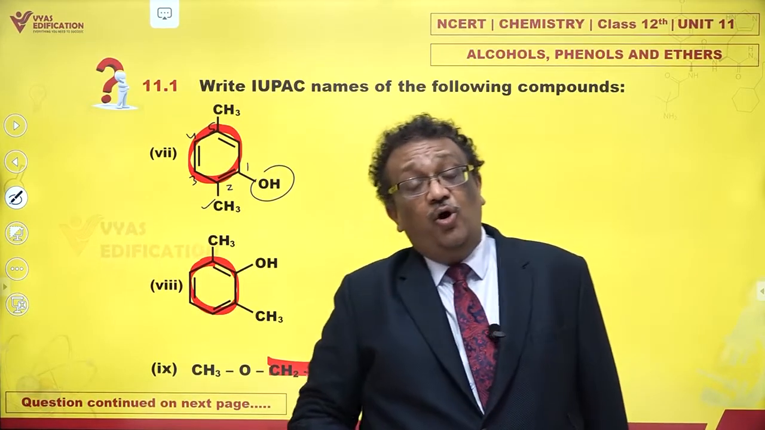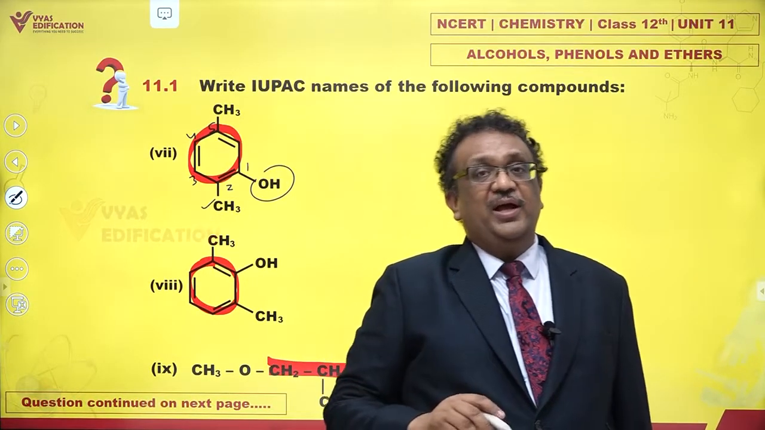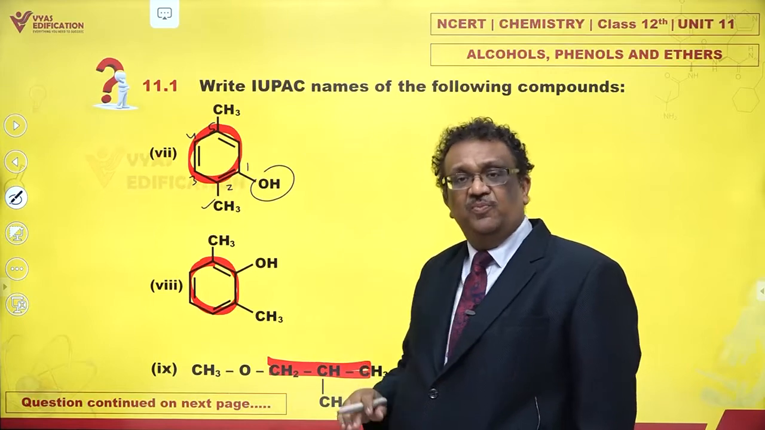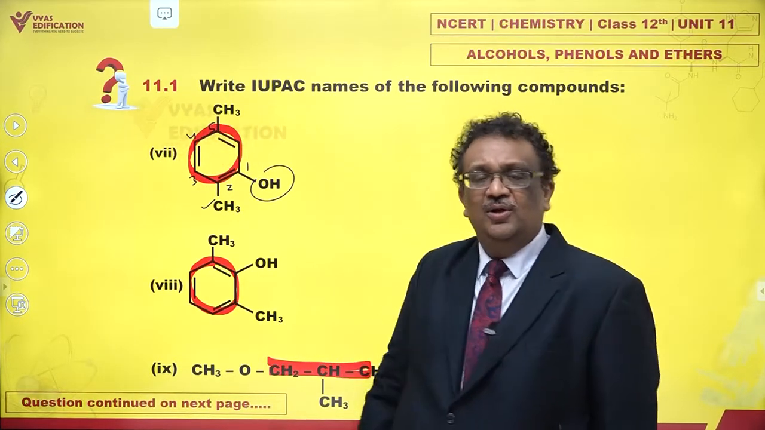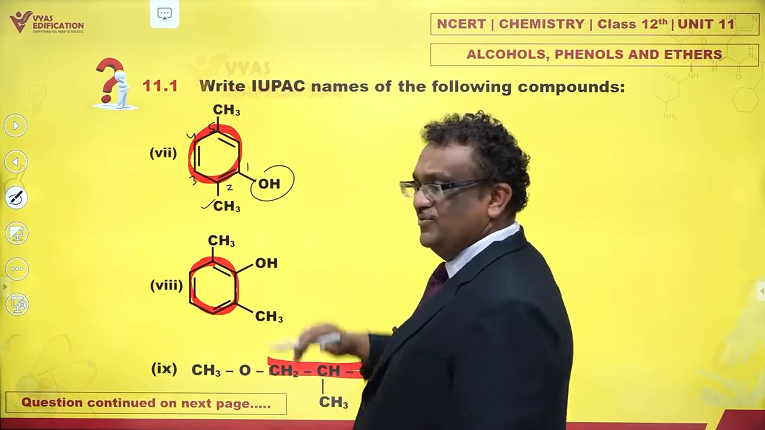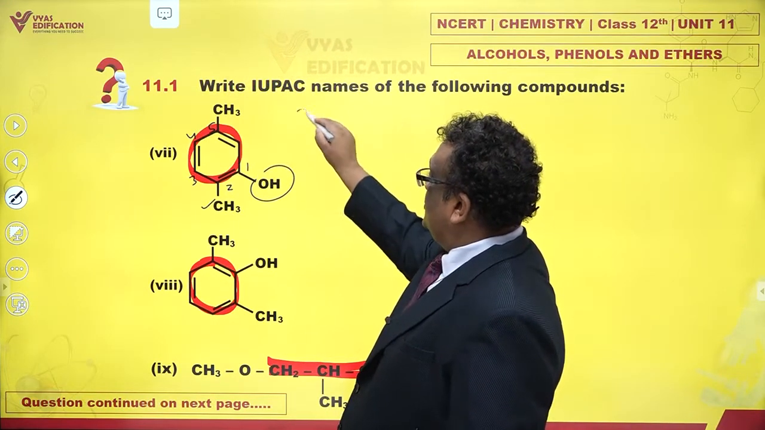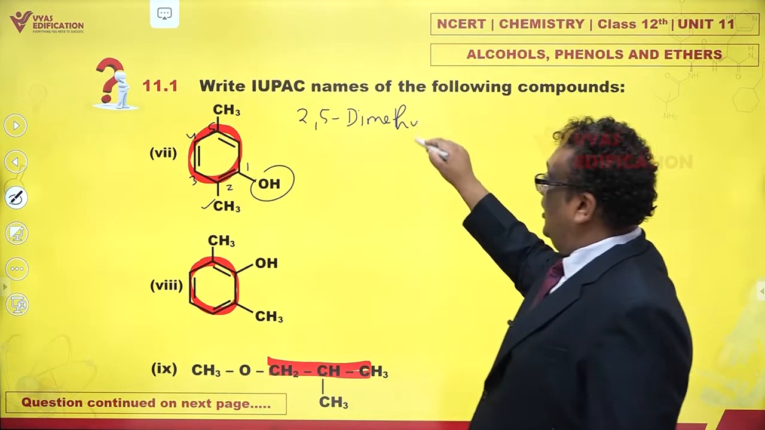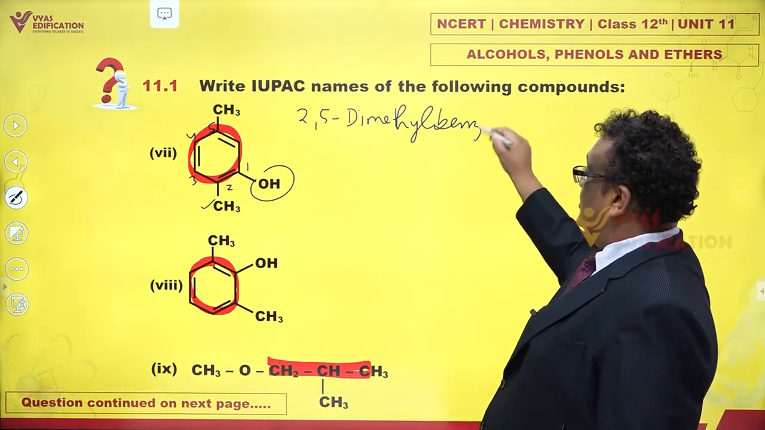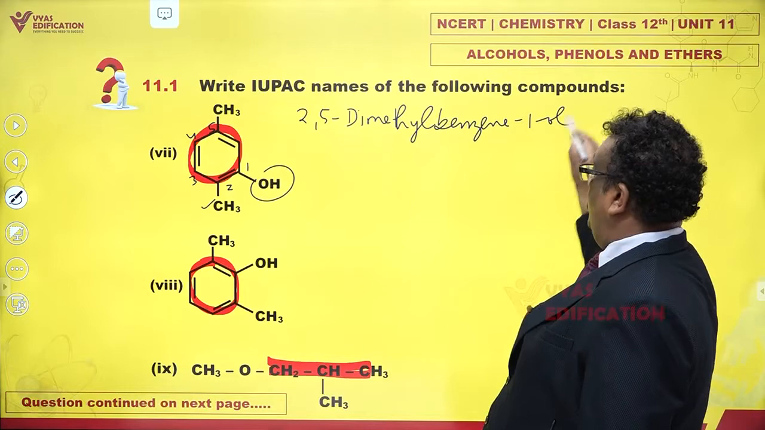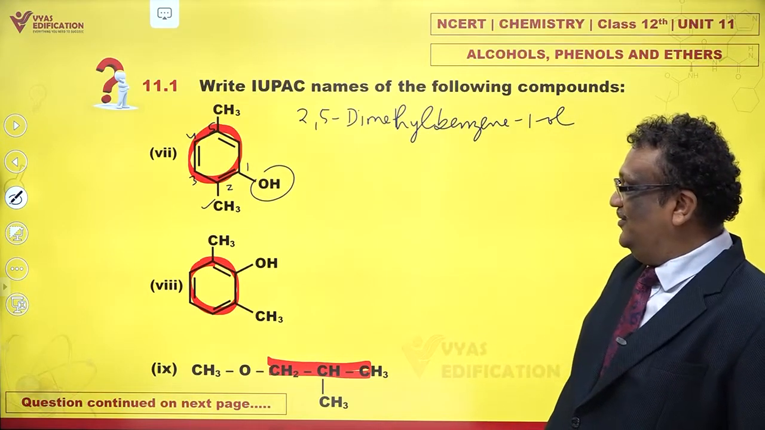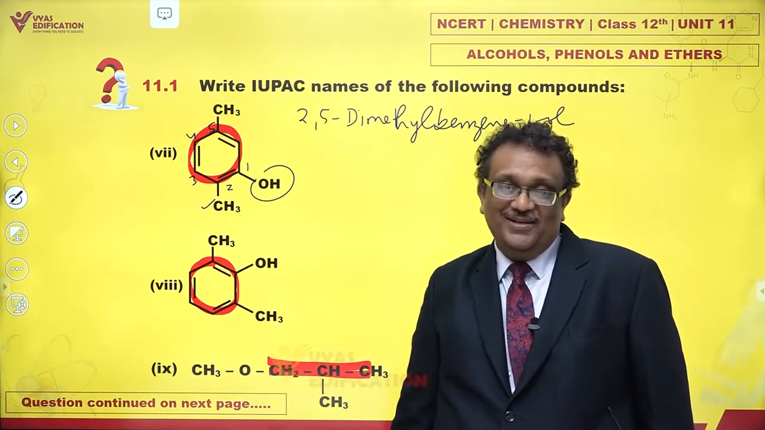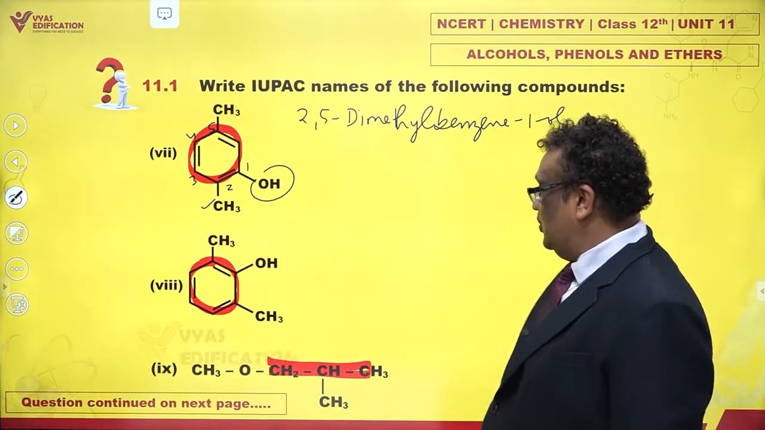So now, is there a lowest sum rule? No. There was a lowest sum rule 50 years back. IUPAC has changed it since much before my birth also. So let's forget that. This is 2,5-dimethylbenzen-1-ol. Wow. That's how people call it? Yes, this is the way people call it.